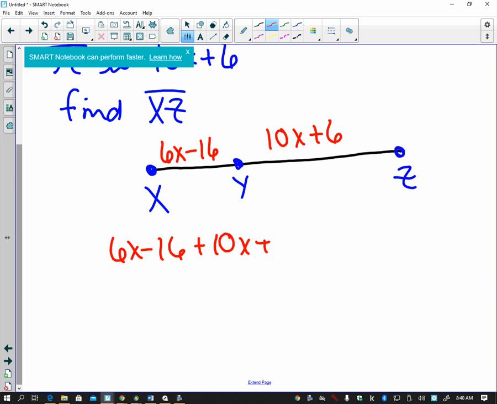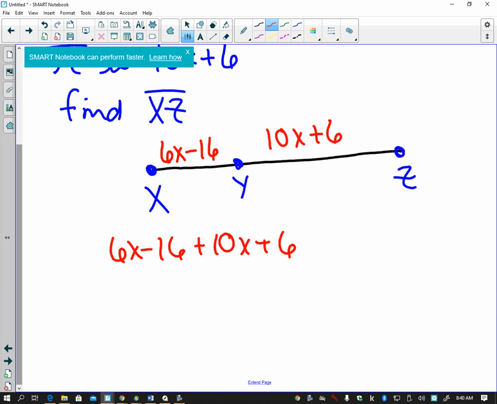6x minus 16 plus 10x plus 6. Are we setting it equal to anything? No, because they didn't tell us what XZ equaled, and they didn't ask what is the measurement of, right? They didn't ask for a measure, they just asked what it is. So now what?